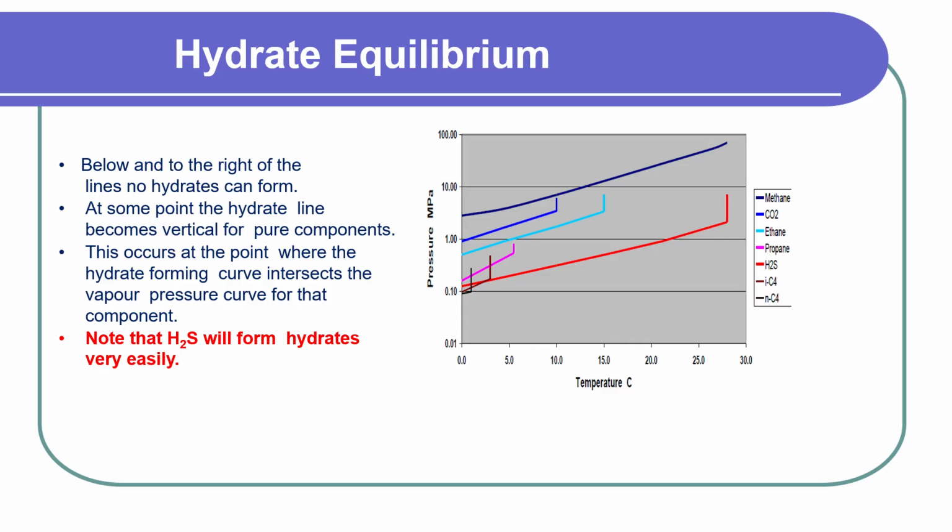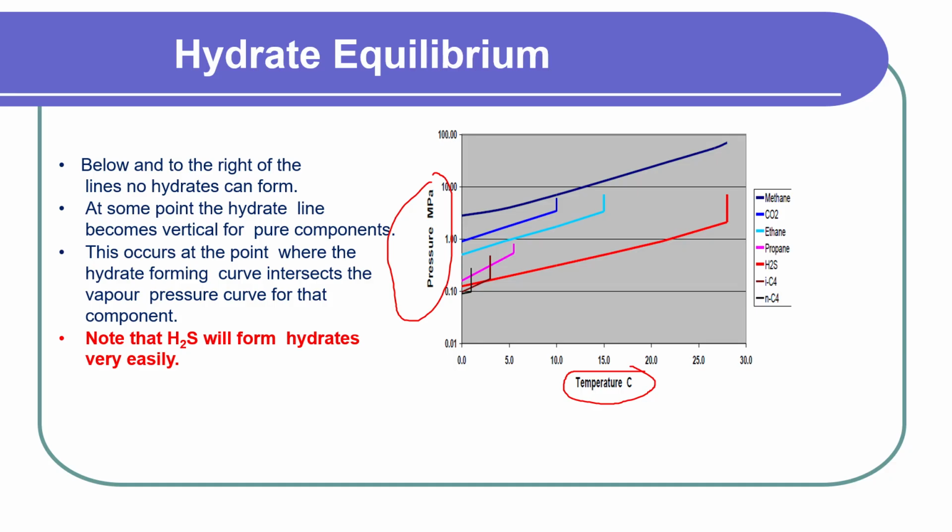Now let's look at this chart, which describes the hydrate formation condition for certain components. You have the methane, CO2, ethane, propane, H2S, and IC4, which is isobutane, and normal butane, which is NC4. As we explained earlier, for the hydrate formation curve you have the temperature on the x-axis and the pressure on the y-axis, and you have these characteristic curves for certain components. Let's look at, for example, the methane.